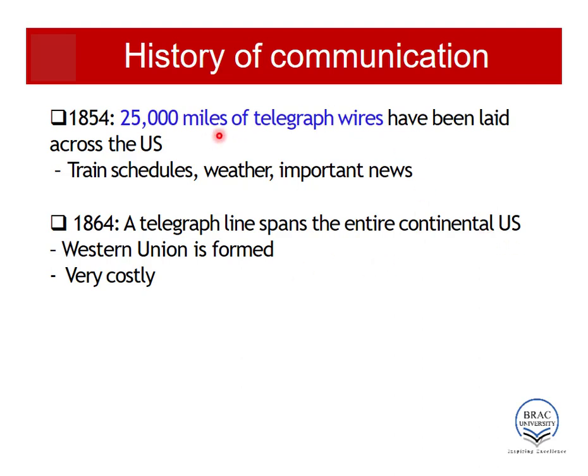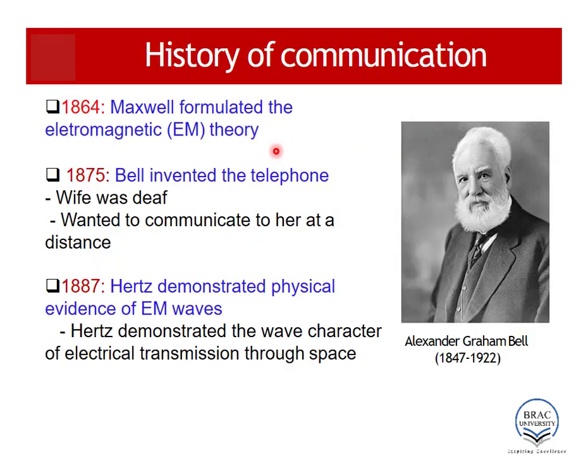Then here are some statistics. Around 25,000 miles of telegraph wires had been laid across the US by 1854. It was very costly, so we had to look for new mediums of communication other than telegraph. EM theory was established by James Clerk Maxwell in 1864. 1875 was a landmark. Alexander Graham Bell invented the telephone to communicate with his wife. Dedication to wife always pays off, right? Even in the field of engineering.